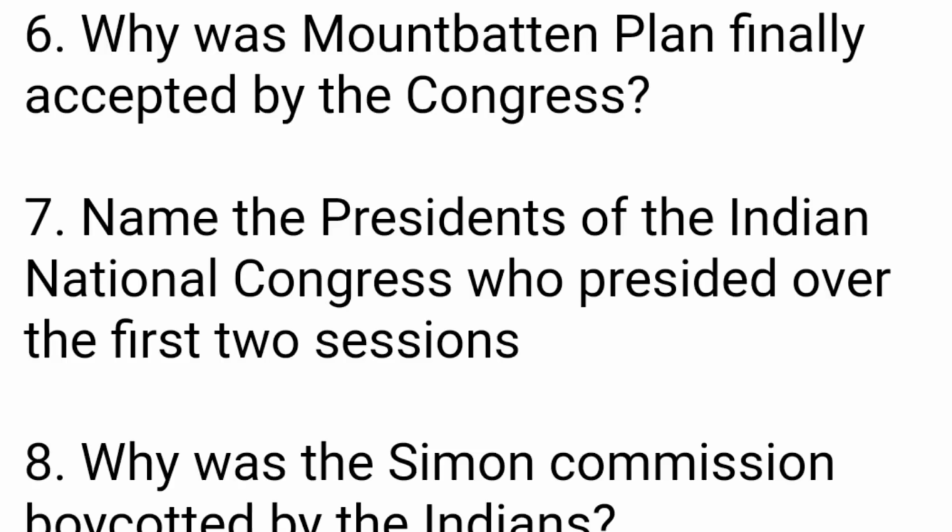Number 2, the leaders felt that further delay in transfer of power could find India in the midst of a civil war. Since it's a 2 mark question, I would advise you to give 2 solid reasons. In fact, there are 4-5 big reasons in the textbook.